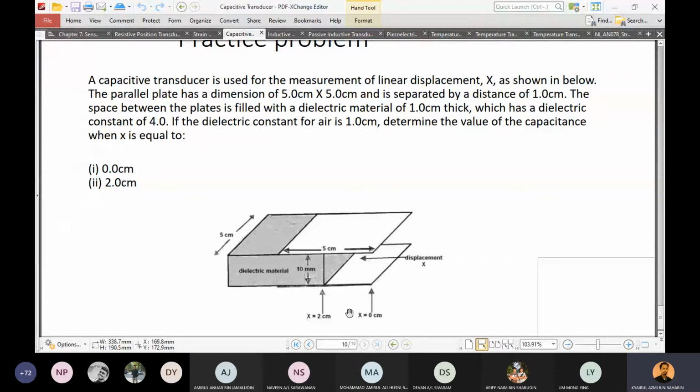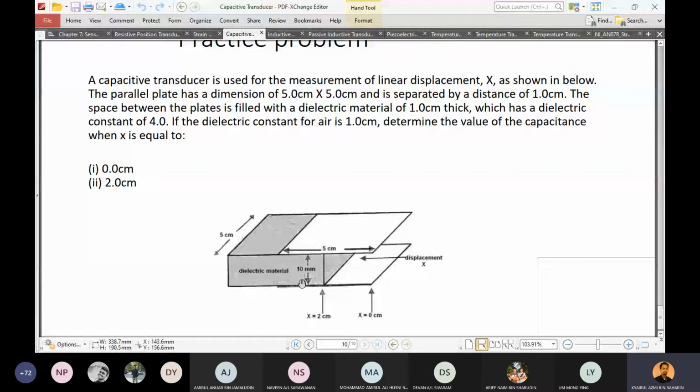So in this example, say you have a capacitor with two plates, and then you have a dielectric material. At first, the dielectric material is positioned exactly parallel with the plates. And then after that, this dielectric material is taken out to the left hand side. So you have a displacement from 0 to 2 centimeter. What will be the change in the capacitance value when the overlapping area changes?